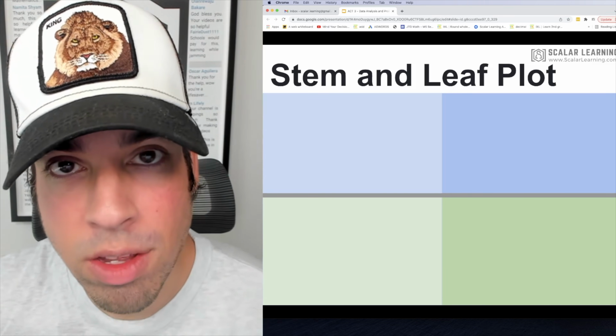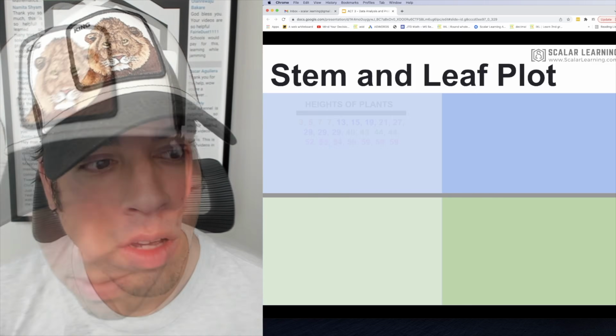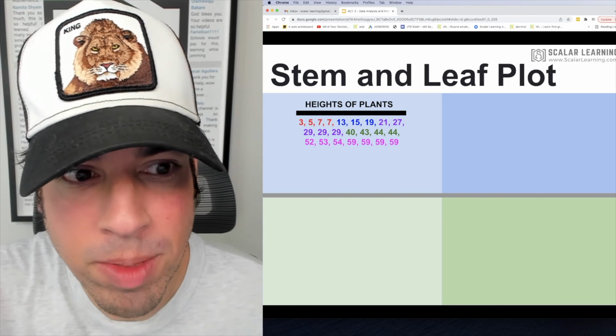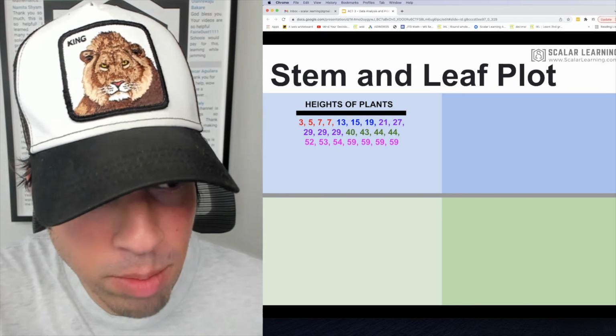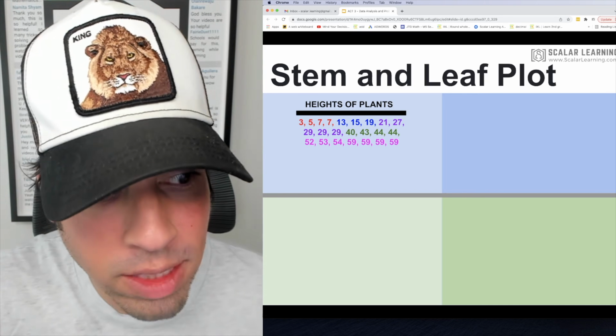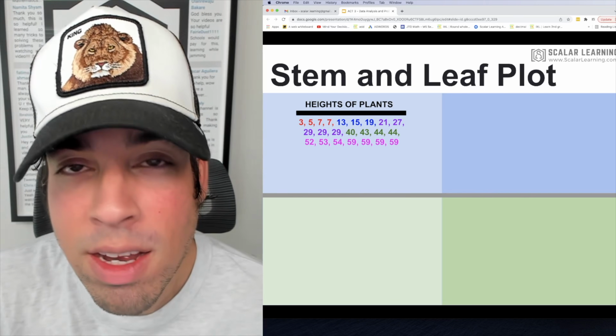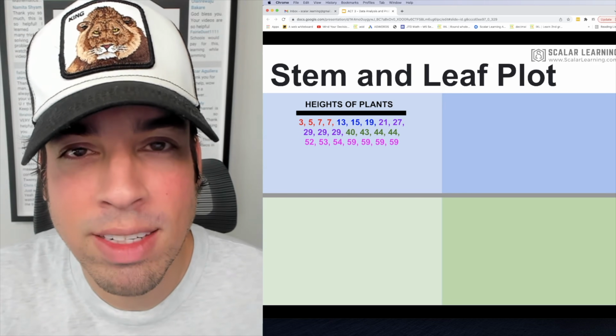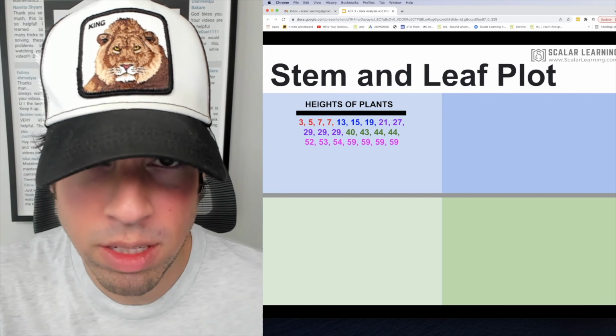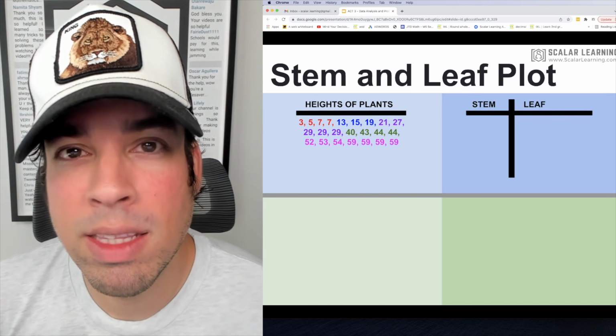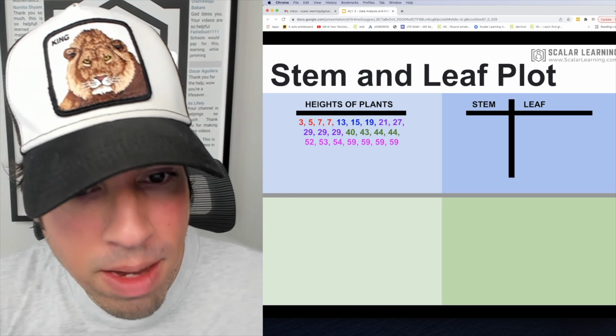This is another way to represent data. I'm going to show you how to use a stem and leaf plot with this specific example. Let's say we've got all these various heights of plants laid out. So it's tons of data. Again, a stem and leaf plot is just a neater and more organized way to represent the data. Now, why is it called a stem and leaf plot? It's because it has stems and leaves.